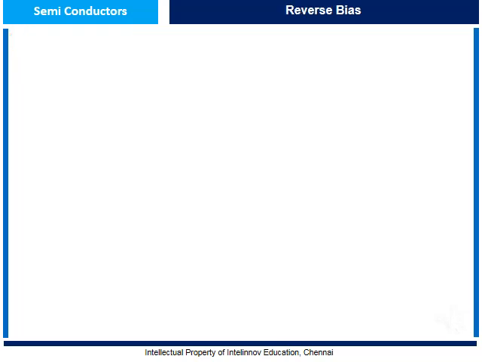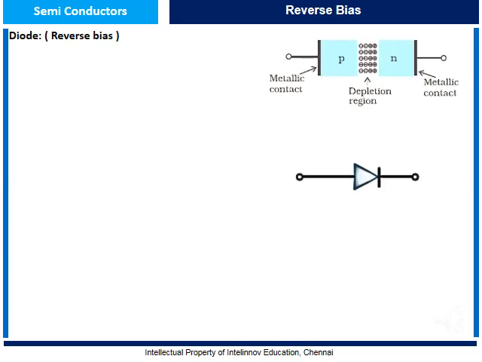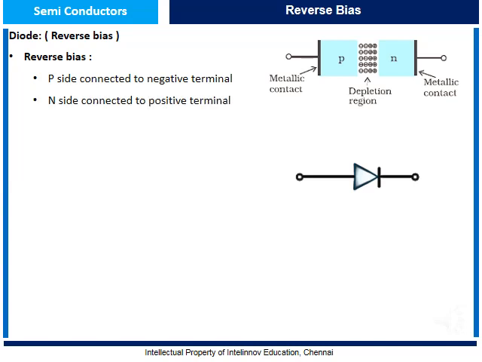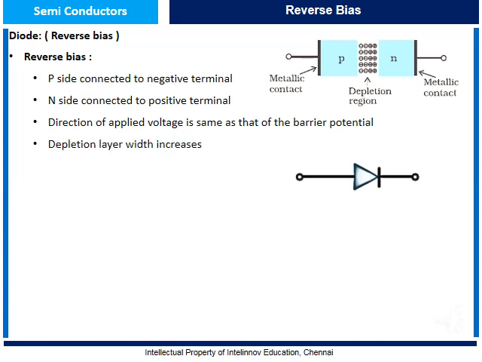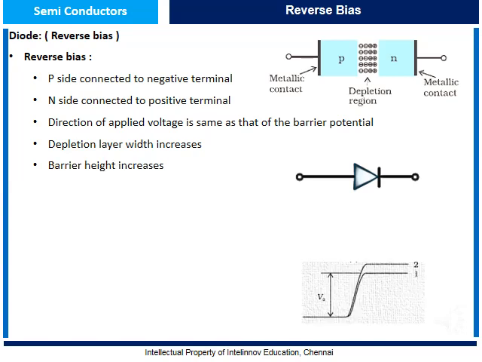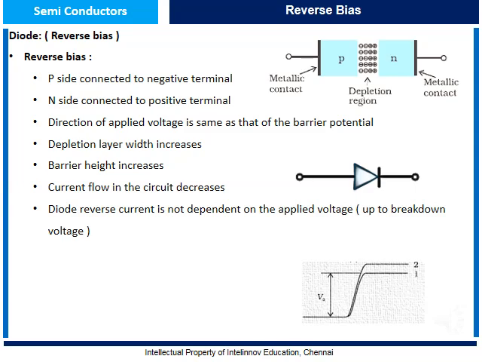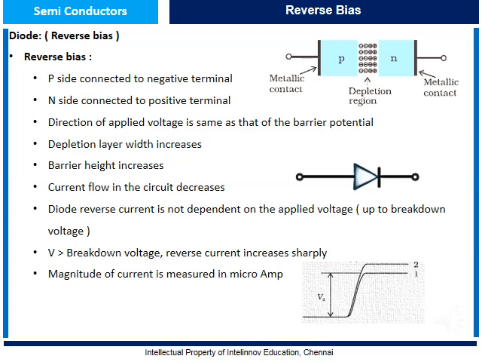Now let us understand PN junction diode working in reverse bias condition. Under reverse bias, P side is connected to negative terminal and N side is connected to the positive terminal. Here direction of applied voltage is same as that of the barrier potential. Depletion layer width increases and barrier height also increases, and thus the current flow in the circuit decreases. Diode reverse current is not dependent on the applied voltage up to breakdown voltage. If the applied voltage is greater than breakdown voltage, the reverse current increases sharply, and magnitude of current is measured in terms of microamperes.